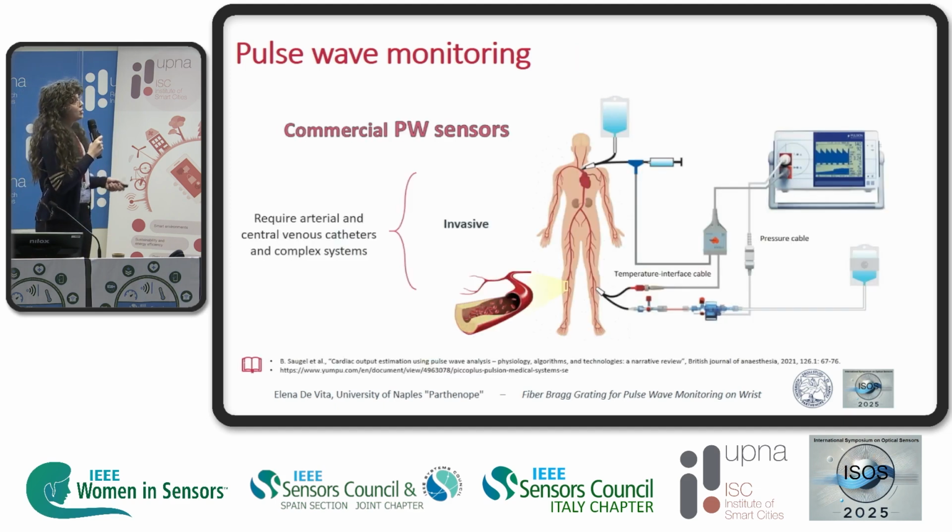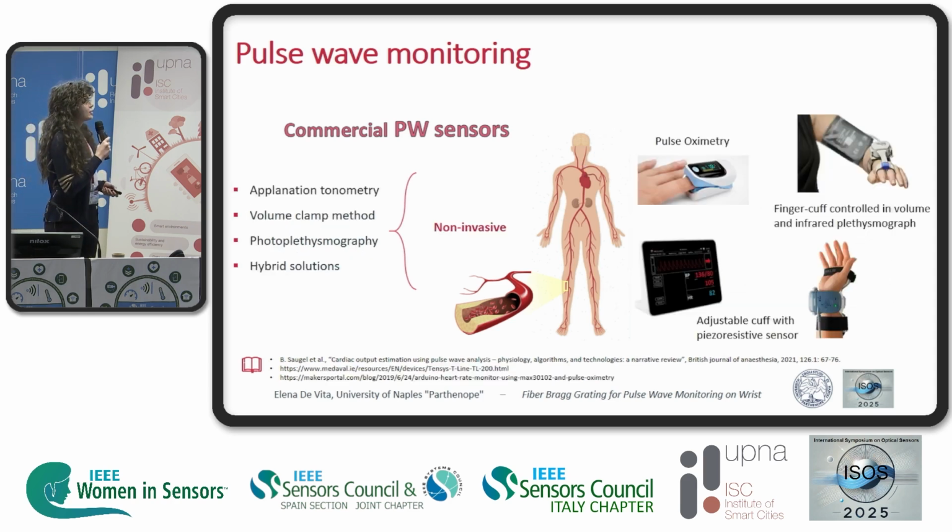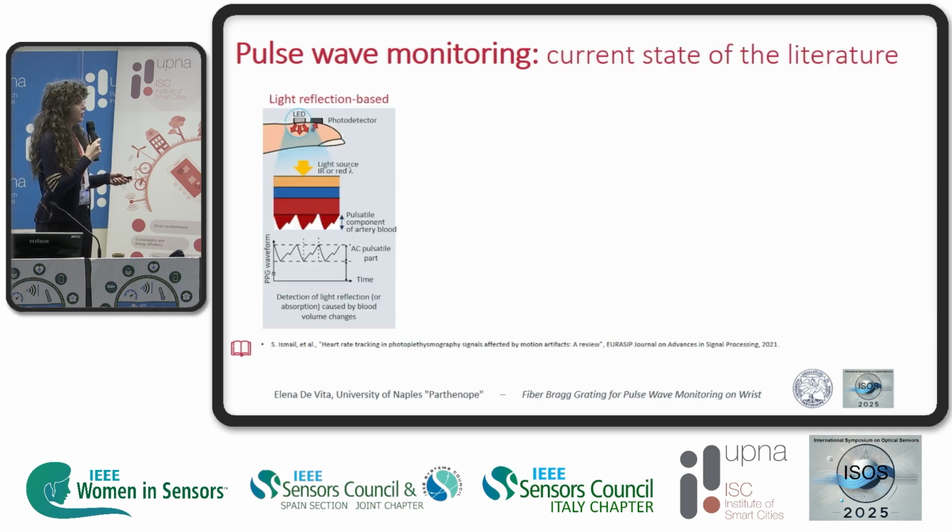If we look at the commercial sensors, of course, there are invasive solutions that are based on arterial catheters. But there are also non-invasive solutions based on applanation tonometry, volume clamp methods, and photoplethysmography. Here, for example, we can see a hybrid solution including a finger photoplethysmography and an inflatable cuff applying a pressure to keep the blood volume inside the finger constant. And so this pressure gives us information about the arterial pressure instantaneously.